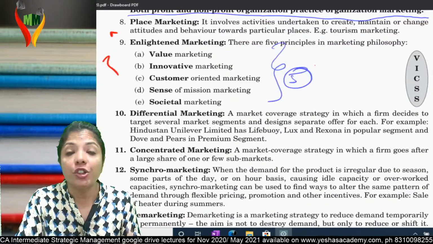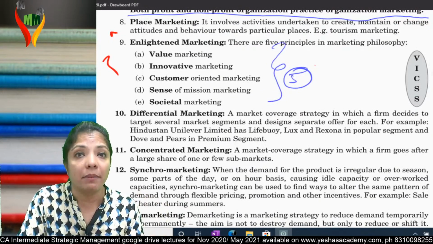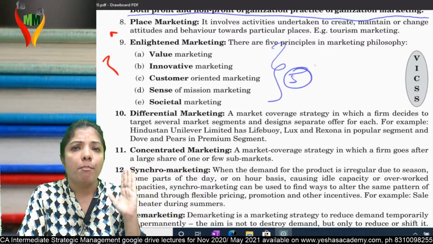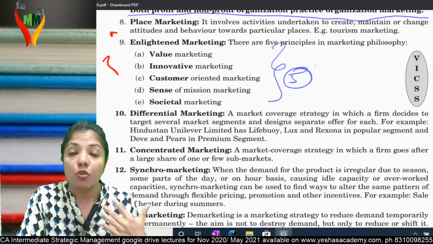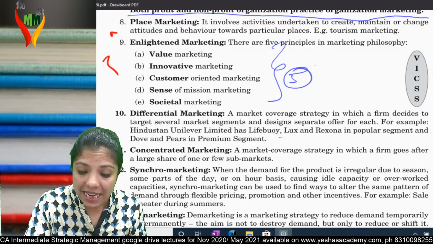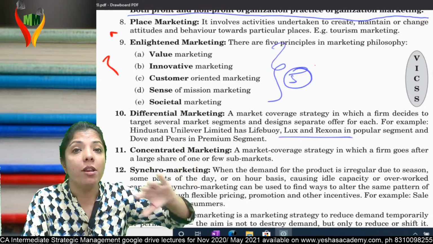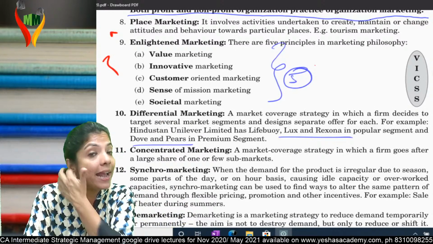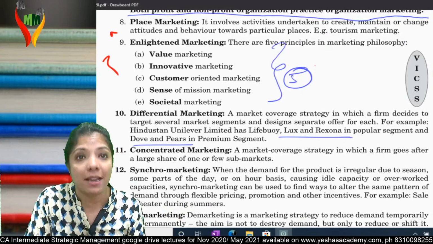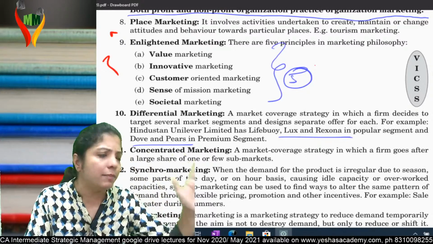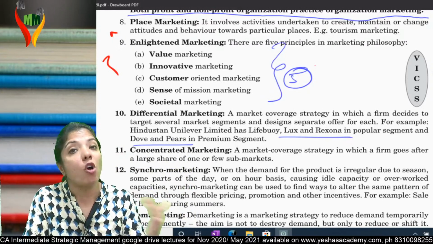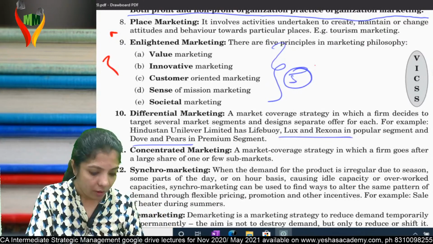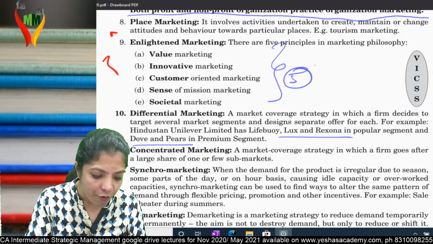What's next? Differential marketing. What is differential marketing? Differential marketing means different marketing for different types of customers. To be sure, we have only 2 types of customers, price sensitive and price insensitive. For example, the example given over here, I would say Lux and Rexona for the popular segment and Dove and Pears for the premium segment. Or airlines using business class and economy class. So what are you doing? Differential marketing. By business class and economy class, I come to know economy class means price sensitive people, business class for price insensitive people. Am I clear?